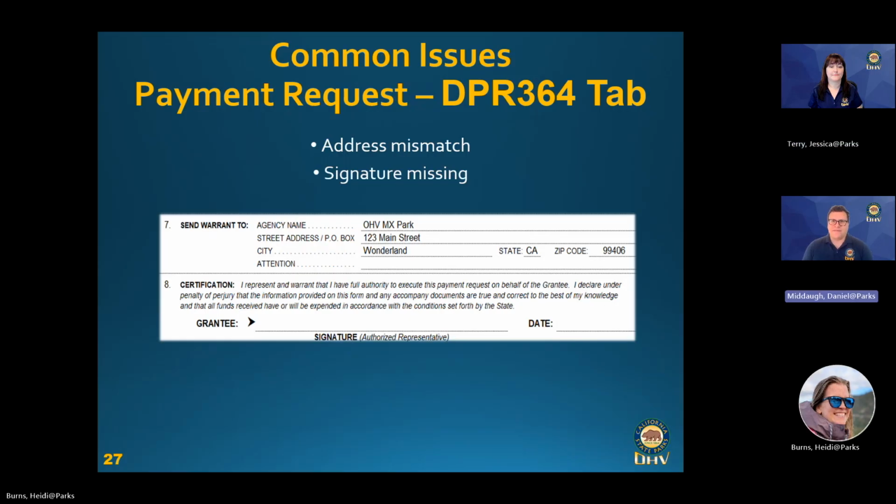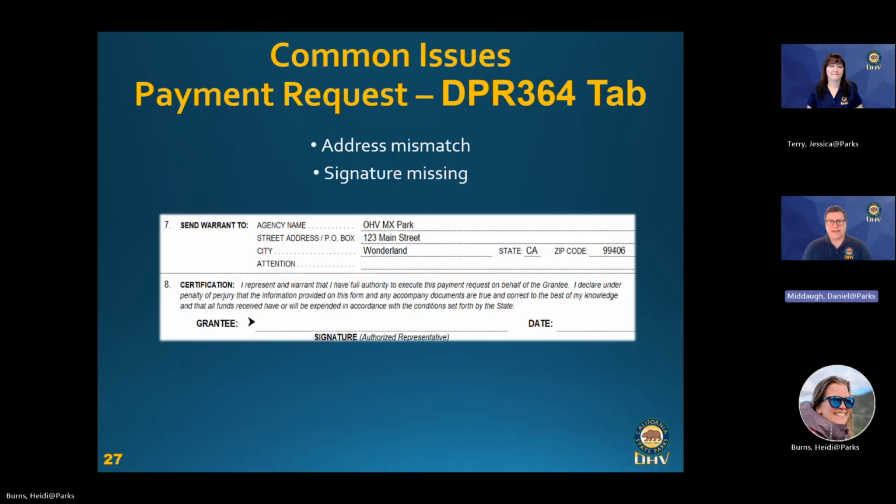So this is the bottom of the DPR 364 form. And these are 2 items that get missed more often than you might think. The address, please make sure that it matches what we have on your original registration. If you put a different address, if your address has changed, please let us know as soon as possible because we'll have some paperwork you need to fill out.